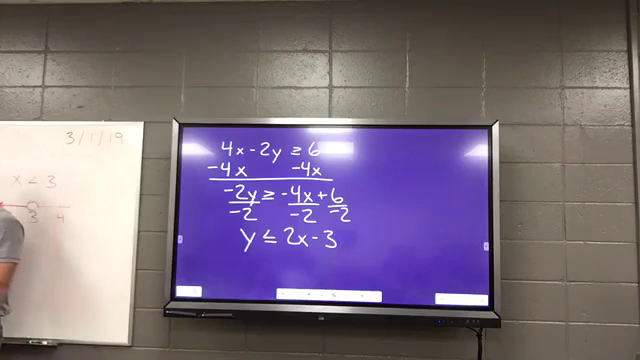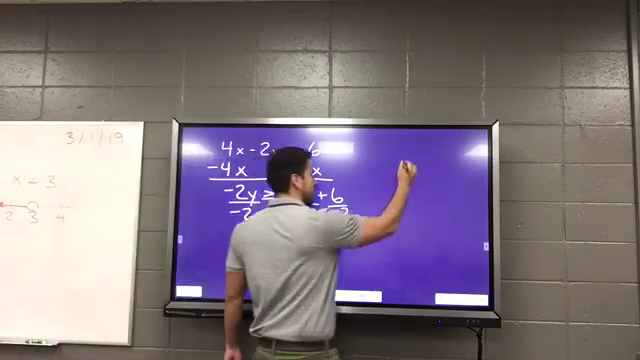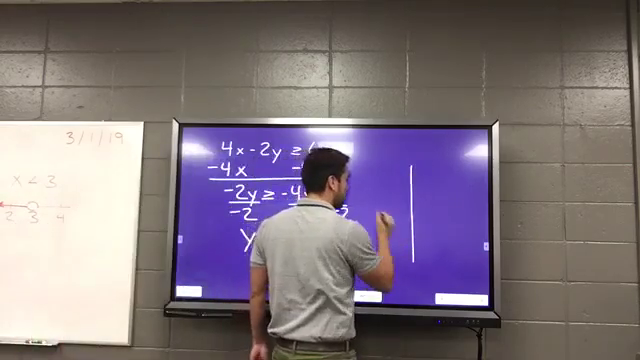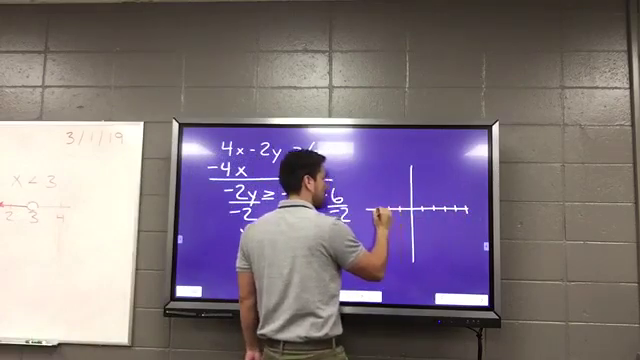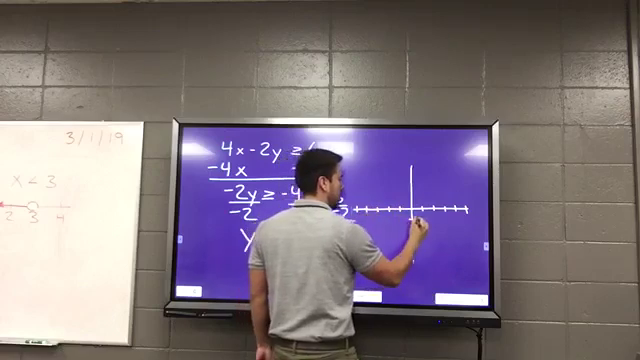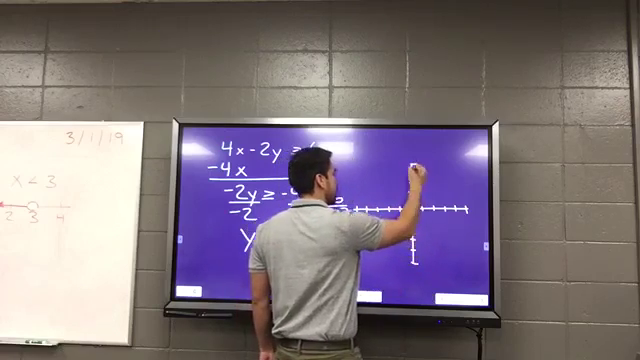Do you remember what an equal sign does to my inequality? It makes it a closed inequality, an open inequality. So it's the same thing here. So you should have a solid line. I'll just go by fives. 1, 2, 3. Okay.